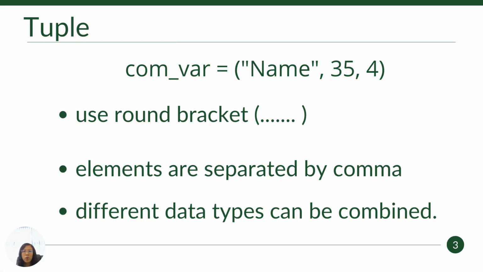Tuples are usually written with the round bracket. Okay, it's declared with the round bracket, and between the elements you put a comma. All right. For instance, the variable comvar contains three elements. The first element is a string, and the second and third elements are integers.